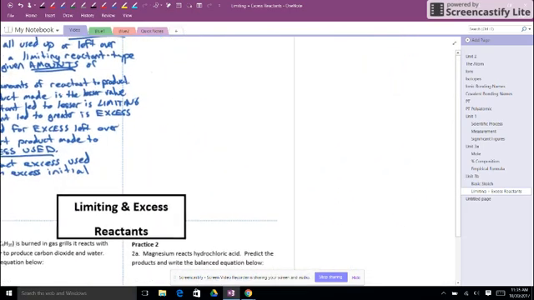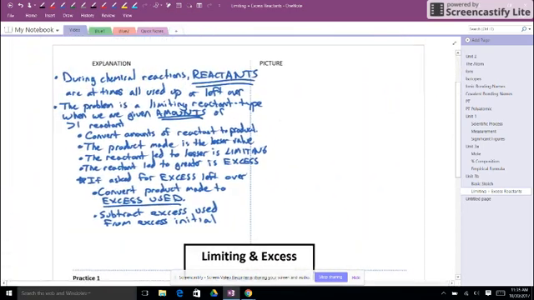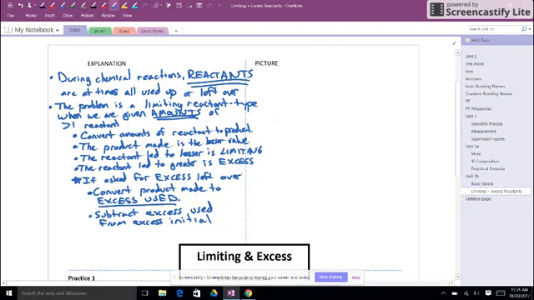Okay, in today's class, we discuss limited and excess reactants. A quick recap of the concept. So during chemical reactions, reactants are at times all used up or left over. They're not always given to us in perfect proportions, like a balanced equation would maybe predict. So we know the problem is a limiting reactant type problem when we're given amounts of more than one reactant. We'll see these in the examples that come up.